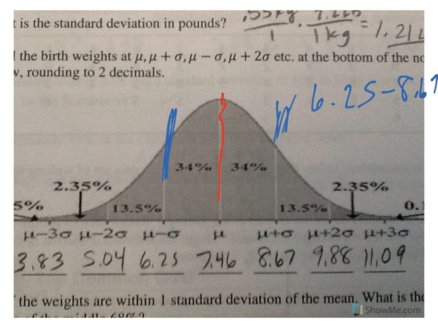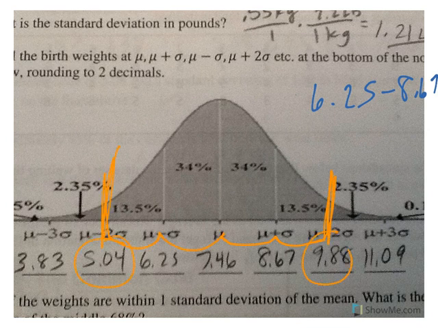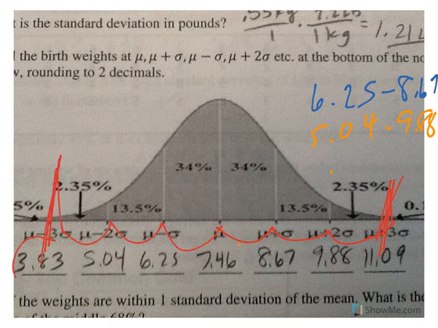Then when I look at number 5, 95% of the data. Well, remember, 95% is within 2 standard deviations. So we go 2 standard deviations, I'm here, 2 standard deviations, I'm here, and now I've got 5.04 to 9.88. And last but not least, 99.7% of our data, which is number 6, is 3 standard deviations. So we're here, 1, 2, 3, and we're here. So 3.83 to 11.09 would be number 6.